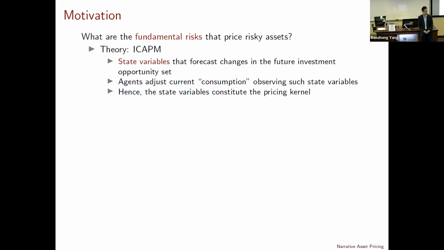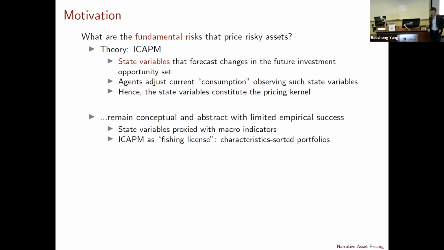So we have some theoretical guidance for this question. Very classical, Merton's ICAPM says, okay, what is risk? Risks are these state variables that can forecast changes in the future investment opportunity set. And pricing agents observe these state variables. If the state variables are so important, they are going to adjust their consumption at the same time. Therefore, these state variables enter the consumption process and hence enter the pricing kernel. So if you have a risky asset that covaries with the state variable, it should have risk and it should have a different expected return.